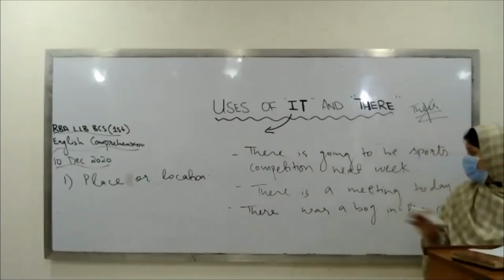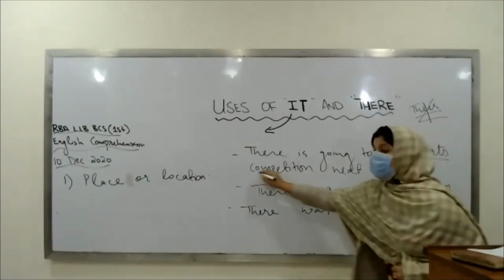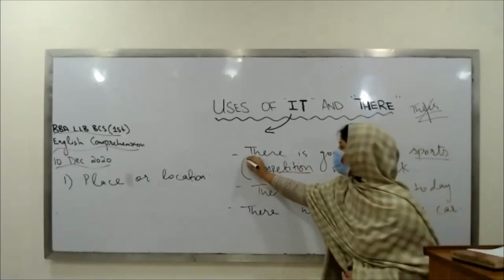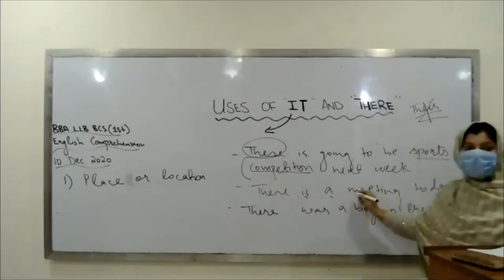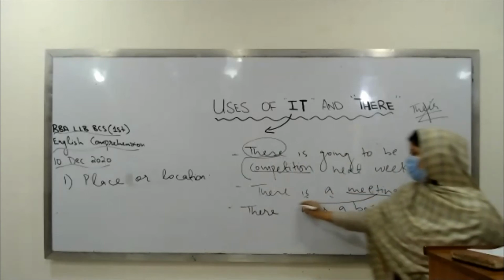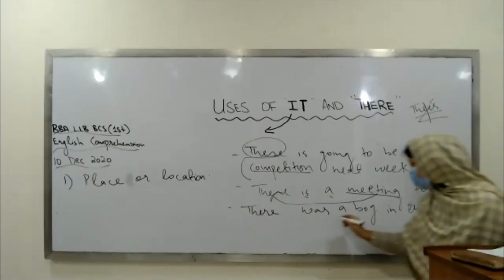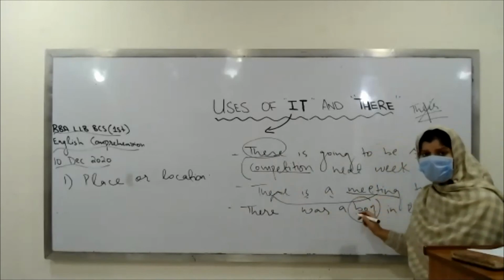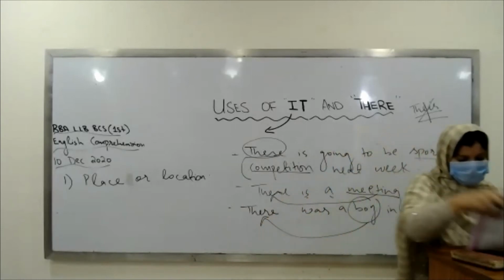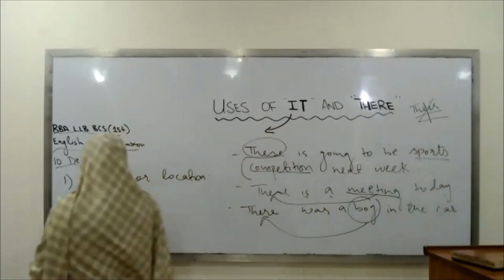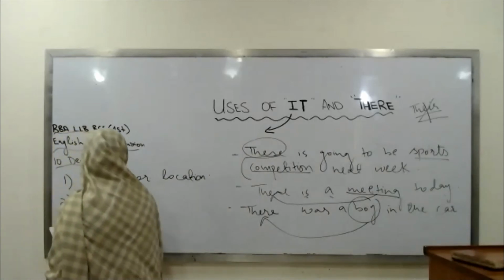Now here in these examples, look, if you look at the first one, there is going to be a sports competition next week. Now here the information is what? It is about sports competition and it has been introduced with the help of what? There, right? There is a meeting today. Now the idea and information is what? Meeting, and it has been introduced with the help of there. There was a boy in the car. Now an idea has been shared about this boy, or information has been told about a boy with the help of what? With the help of there. So it is the second use of there, that it is used for the sake of announcing or introducing any information.